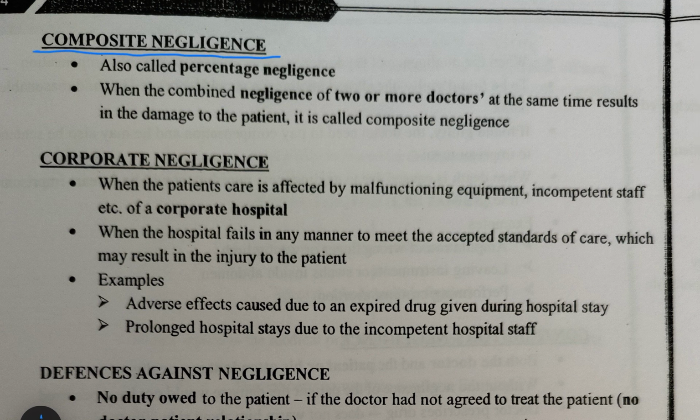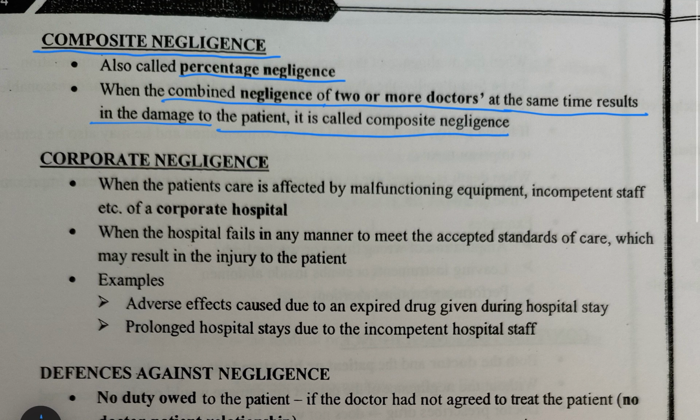Composite negligence, also called percentage negligence. When the combined negligence of two or more doctors at the same time results in damage to the patient, it is called composite negligence. So the patient visits, for example, three doctors, and then the damage happens. We'll be investigating each doctor separately to calculate composite negligence.